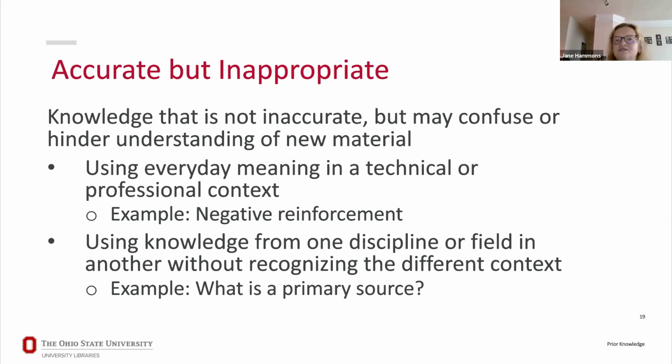Another specific example is terms that cross disciplines that can have very different meanings depending on the discipline. So what a primary source looks like can be different depending on the field. If students come in from a history background and go into a chemistry class and they're talking about primary sources, they may be thinking about very different things. And again, that can hinder their understanding of those things.